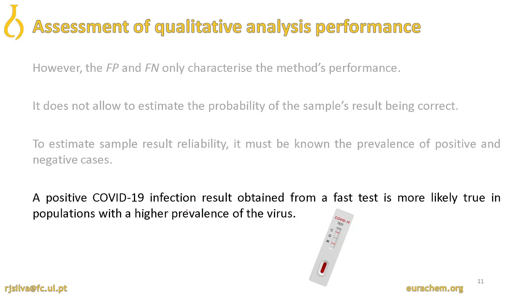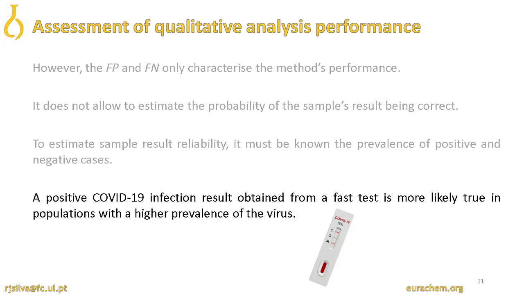For instance, if you have the same COVID fast test being used to assess individuals from different populations, a population where the infection prevalence is very high, and a population that is not very infected, and you take individuals from these two populations and test with this kit and you get a positive result, the positive result is more likely true for the population that has a high prevalence.